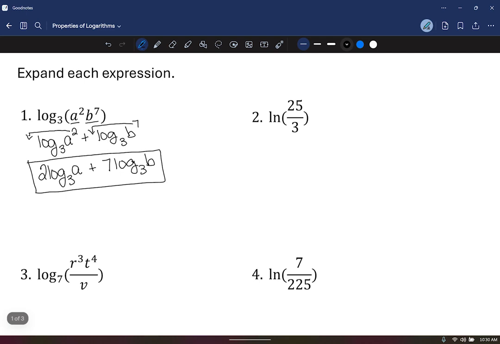So on number 2, I'm taking the log of two things I'm dividing. So I will do the natural log of the top number. And since I'm dividing, I'll have a minus. And then natural log of the bottom number.